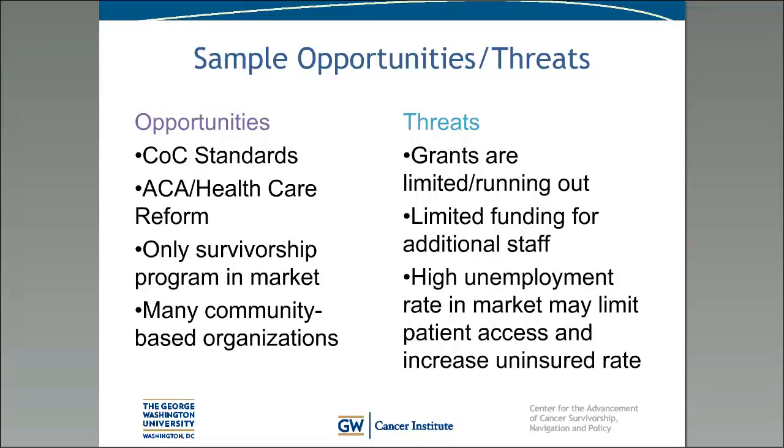Some threats might be that the grants that we identified as strengths, maybe those are running out or there's limited funding. Maybe there's limited funding in general for adding new staff. And maybe something that's happening within your market is that there's a high unemployment rate, so there's limited access to care and increased uninsured. So information from your SWOT analysis will be helpful during other steps of the program planning process.